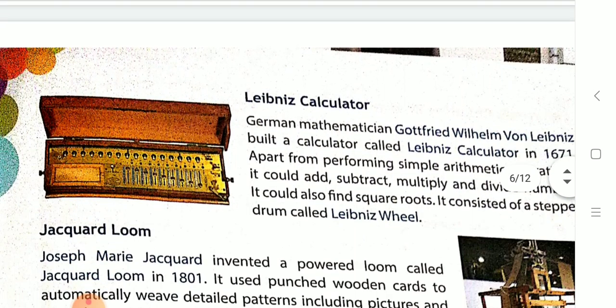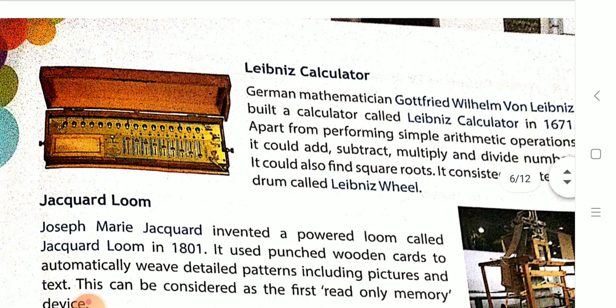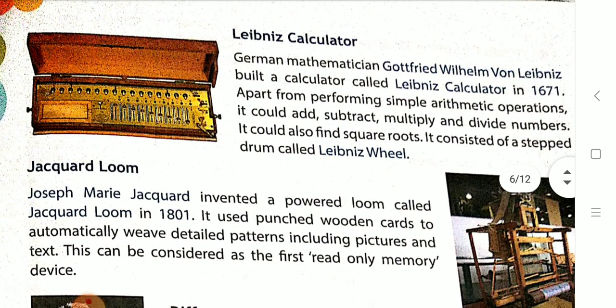Now we learn the Leibniz calculator. The German mathematician Gottfried Wilhelm von Leibniz built a calculator called the Leibniz calculator in 1671, apart from performing simple arithmetic operations.